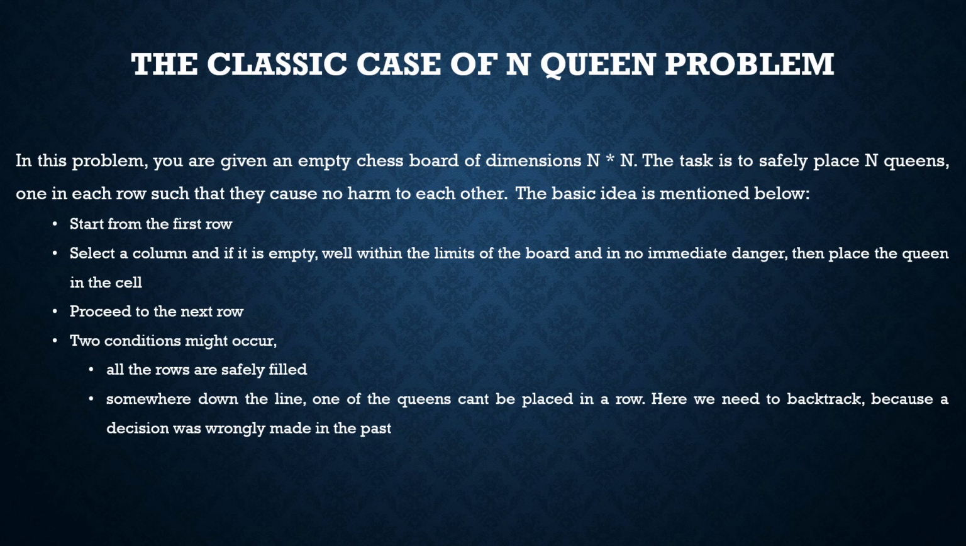Start from the first row, select a column, and if it is empty, well within the limits of the board and in no immediate danger, then place the queen in the cell. Proceed to the next row. Two conditions might occur: either all the rows are safely filled, or somewhere down the line, one of the queens can't be placed in a row, or we need to backtrack because a decision was wrongly made in the past.